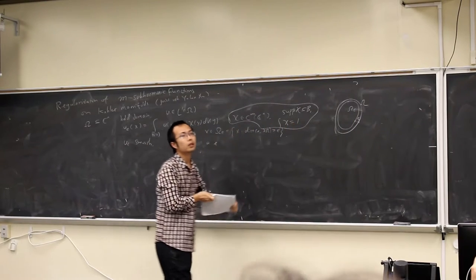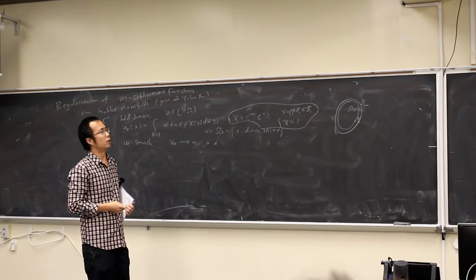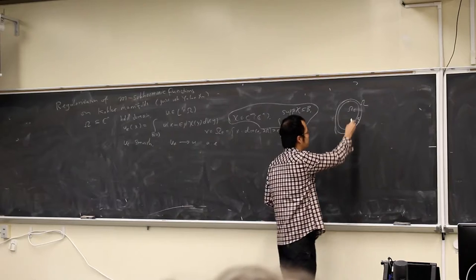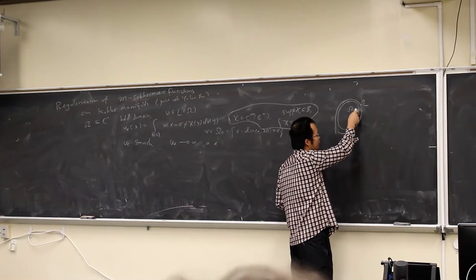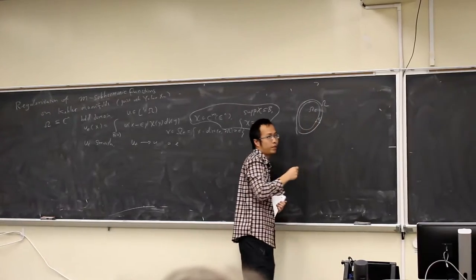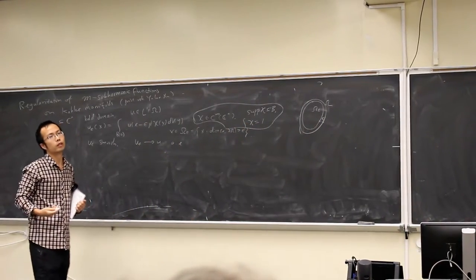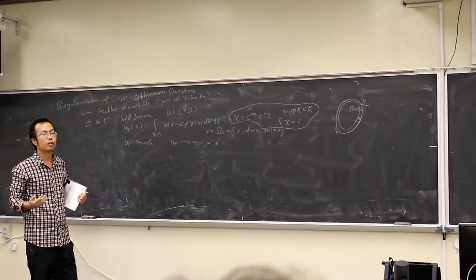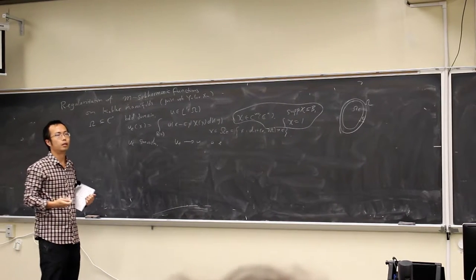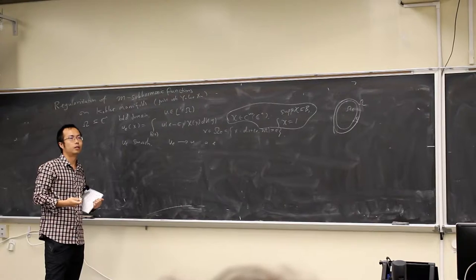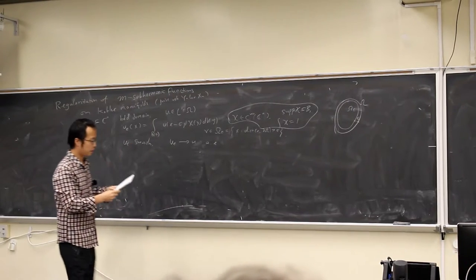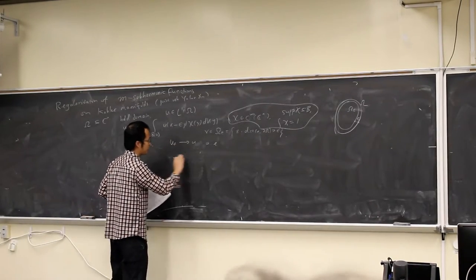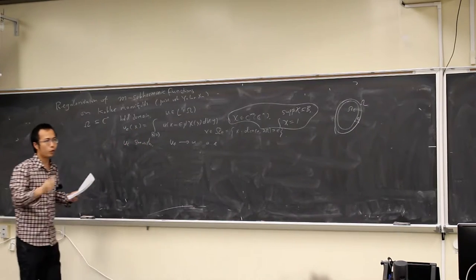So the function doesn't get smooth near the boundary, does it? If you look at the derivatives, they may blow up near the boundary, but if you stay strictly inside, it will remain smooth. That's not the problem. I'm just saying something that should be classical in analysis, but that's not the main point of this talk.